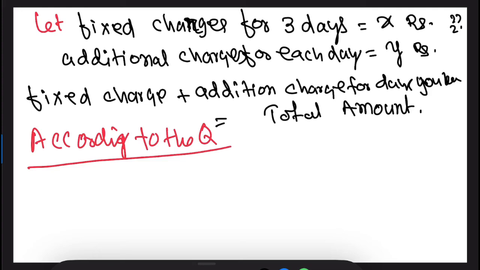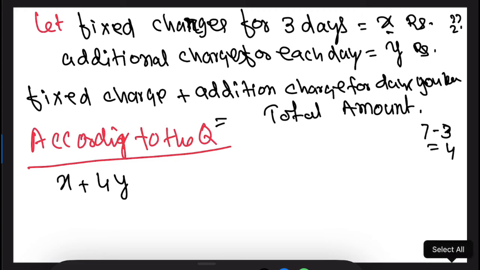So Sarit kept for how many days? Kept for 7 days, isn't it? So charges will be direct, you can write. So for 7 days, fixed charge is what? For first 3 days, that means 4 extra. Fixed charge is how much we have taken? x plus 4y, because for 1 day they are charging y rupees. So he kept for 4 days, 4 into y. This 4y we multiplied, 4 into y. So how much she paid? 27 rupees.